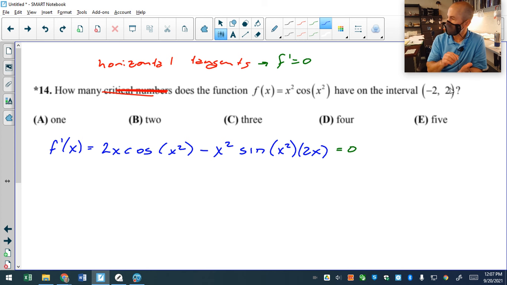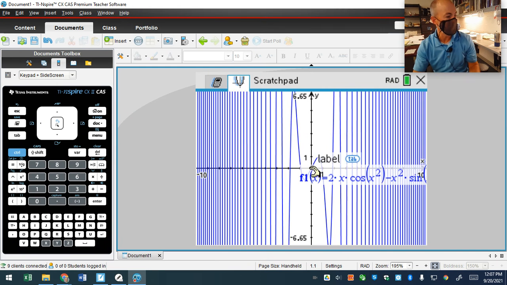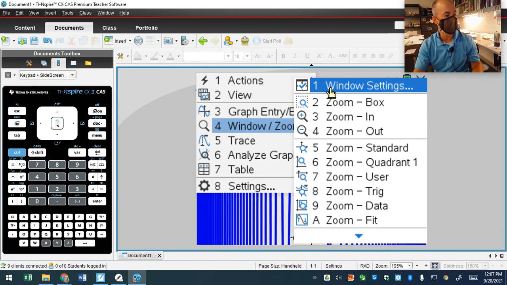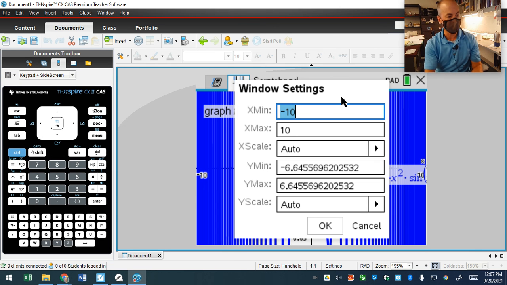I prefer solving graphically, because if you're using the solve command, it's a little bit trickier to limit the solve command to a specific window. It can be done, and it's really not that difficult, but I just don't like doing it. I don't trust the solve command. So I'm going to go back to my graph screen, and this is from -10 to 10. That's way too much. I'm going to adjust my window by going menu, window zoom, window settings, and I'm going to say, just show me what's happening from -2 to 2.